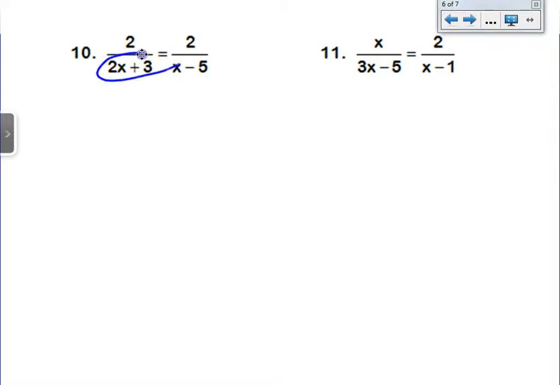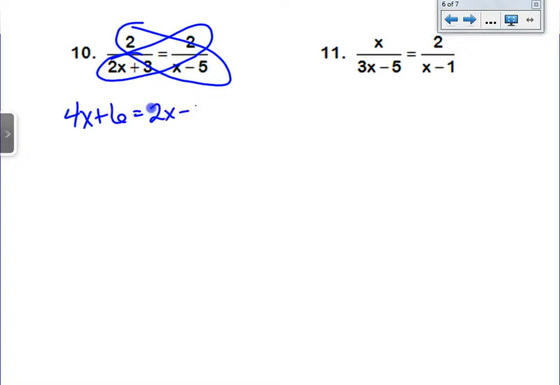So if you remember cross multiplying back in the day, your butterfly wings, we're going to multiply 2x plus 3 times the quantity times 2. So you have 4x plus 6. And then for the other diagonal, it'd be 2x minus 10. And then you solve it. We're going to subtract 2x, and then subtract 6. Divide by 2, of course.